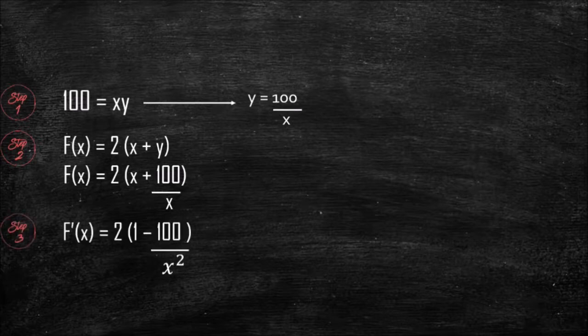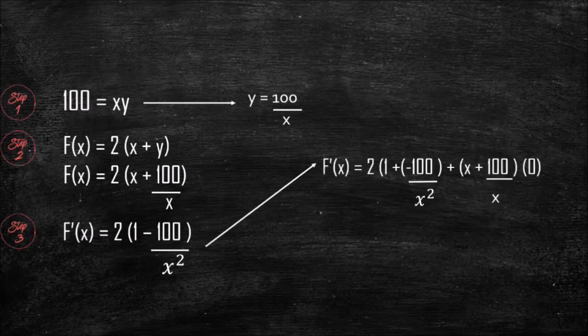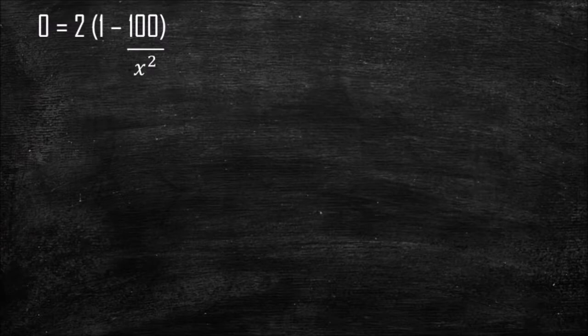The next thing we have to do is to get the derivative of the equation, which is f prime of x equals 2 times the quantity of 1 minus 100 over x squared. To find the derivative of this equation, we need to use product, addition, and quotient rule. First, we get our first factor 2 and multiply it to the derivative of x plus 100 over x. Then we will add this to the x plus 100 over x multiplied to the derivative of 2. Now, to solve for x, equate the derivative to 0.